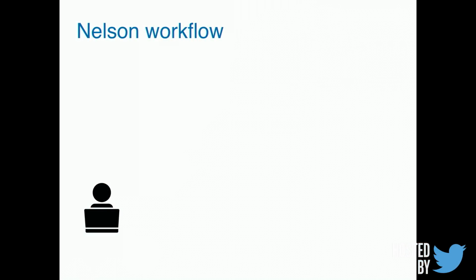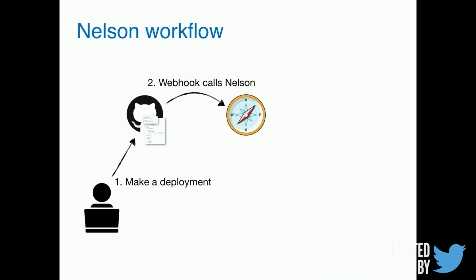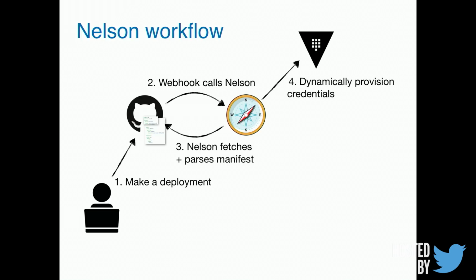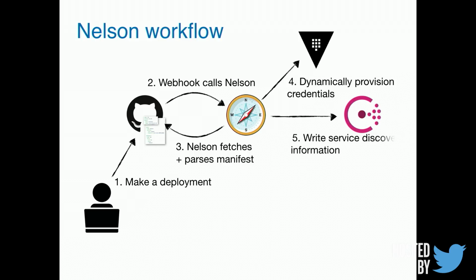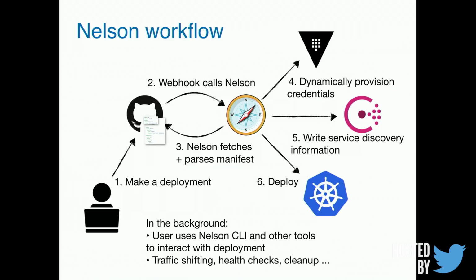So to give an overview of the full Nelson workflow, end-to-end, assume the GitHub repo is Nelson enabled, which means we have a webhook installed. We've got the Nelson manifest file. We make a deployment. That deployment triggers a webhook, which calls Nelson. Nelson goes back and fetches the manifest, dynamically provisions credentials, writes service discovery information, deploys the thing, and then that's the end of the workflow end to end. In the background, the user is then going to use the Nelson CLI or other tools to interact with the deployment. And then in the background, Nelson is going to be doing its own automation to make things nice: traffic shifting, health checks, cleanup, that stuff.